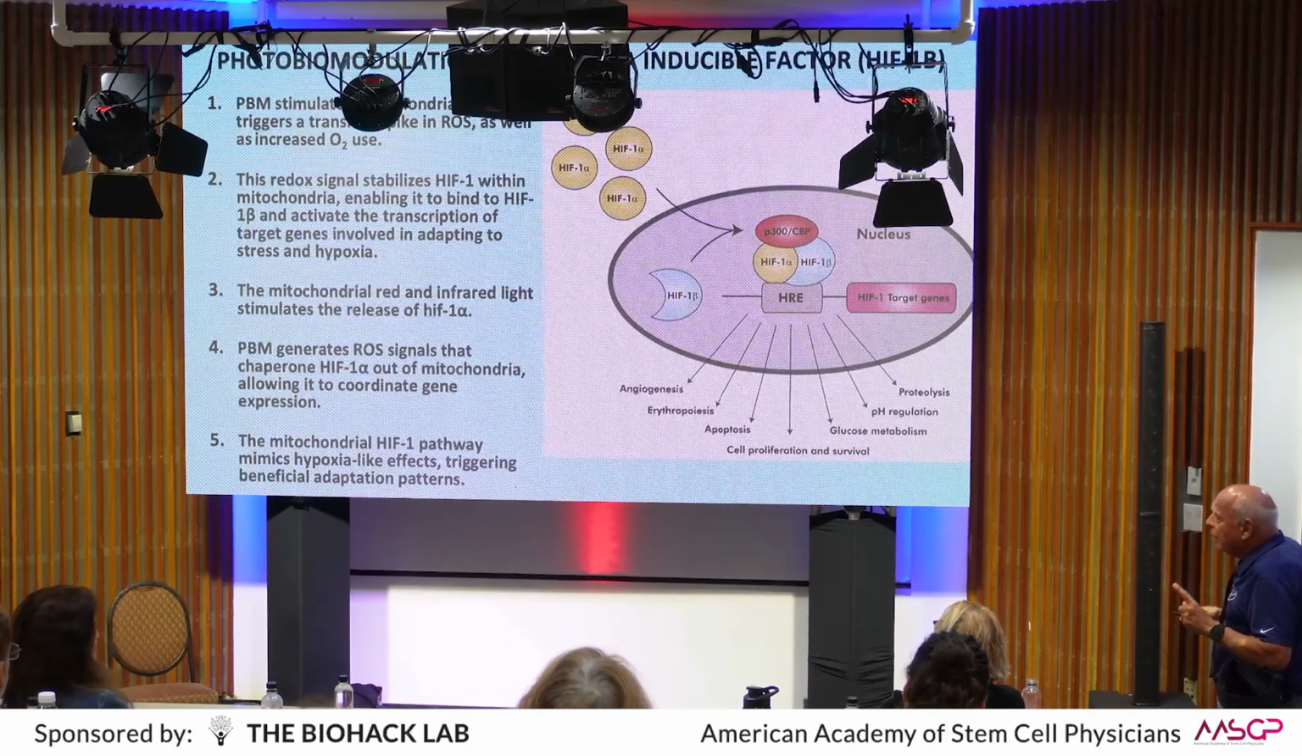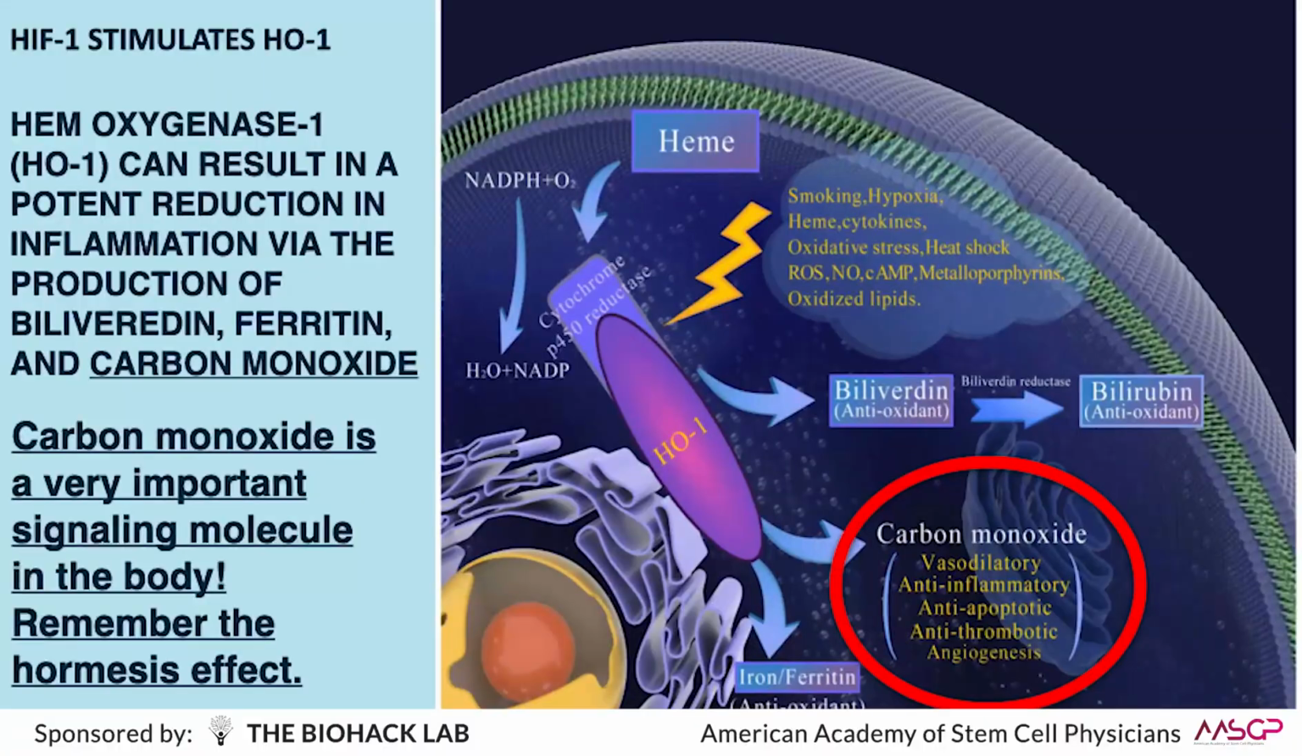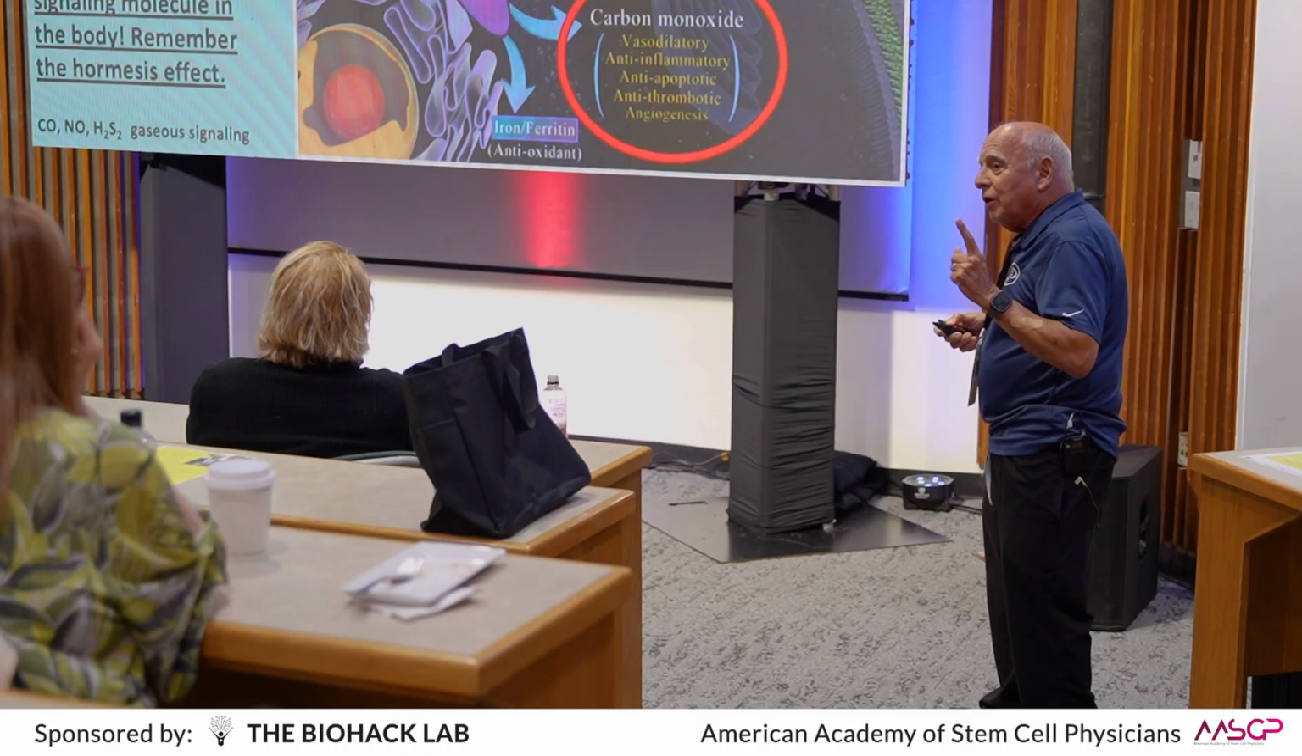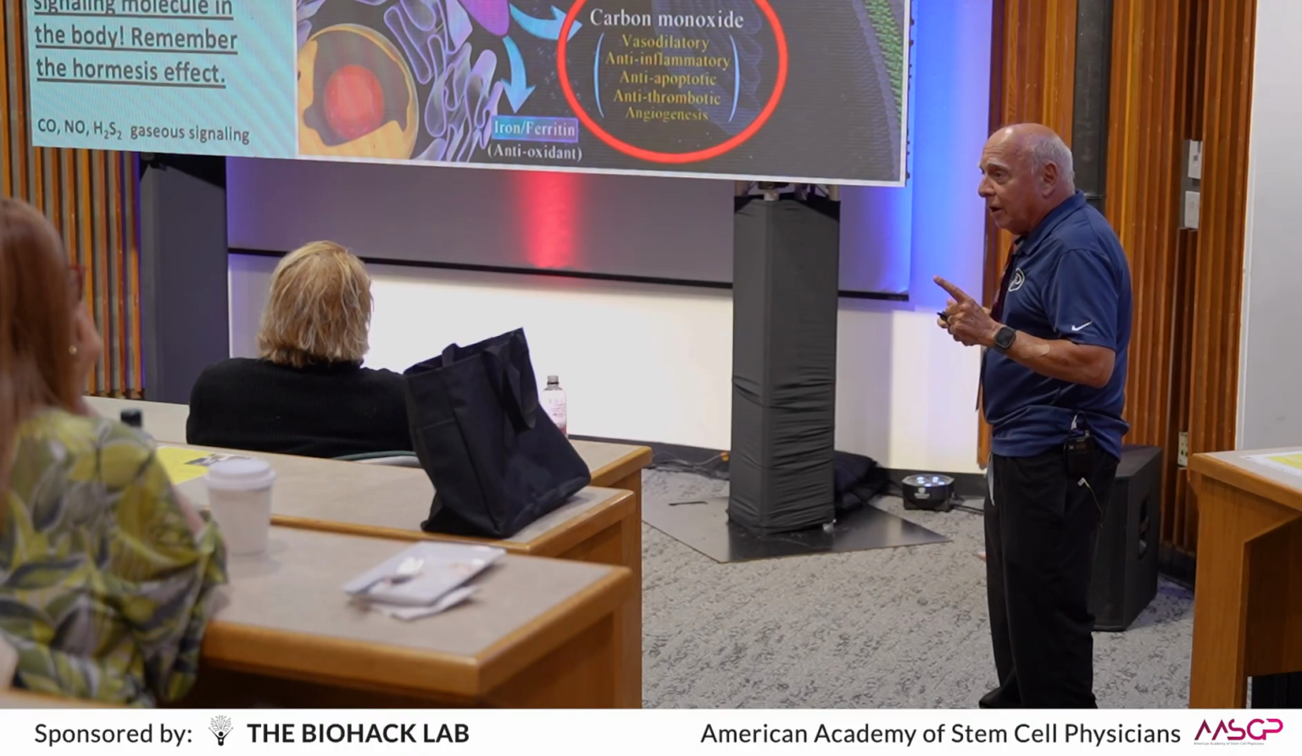This is a very important transcription factor, and photomodulation turns it on. Now, here's an interesting thing, because the hypoxia-inducible factor will stimulate heme oxygenase 1. And what does that do, heme oxygenase 1? Well, it makes a couple of interesting things here. Basically it makes biliverdin, which is a very potent antioxidant. It also makes bilirubin, and it also makes ferritin, and it makes carbon monoxide. You cannot live without carbon monoxide.